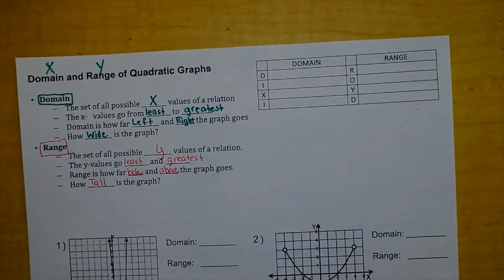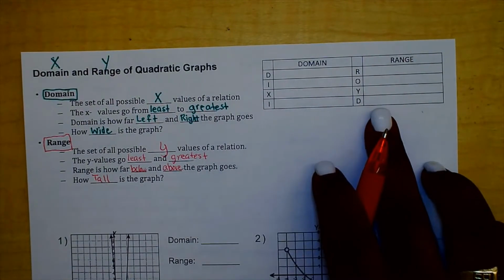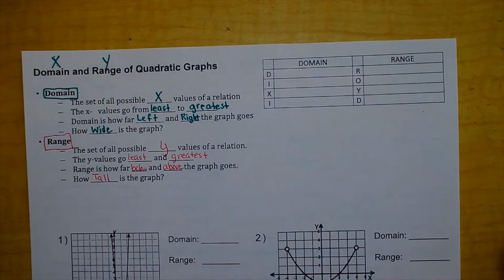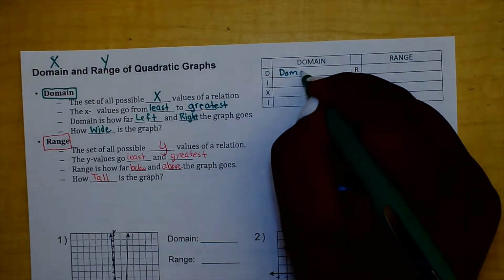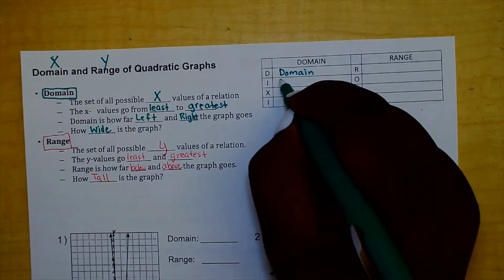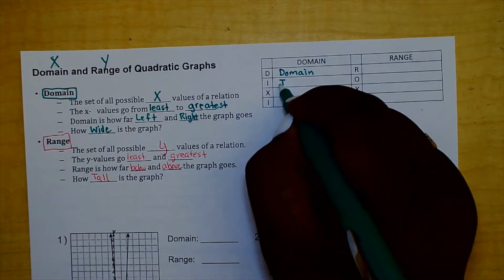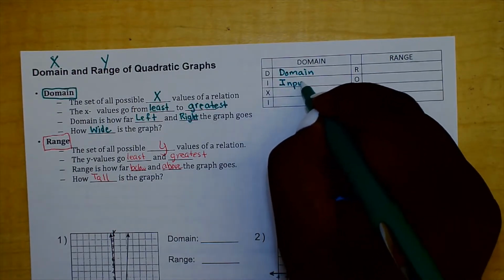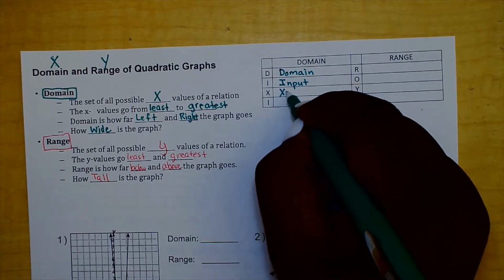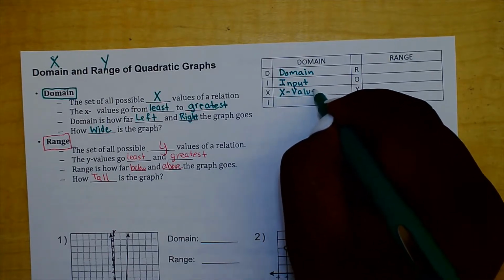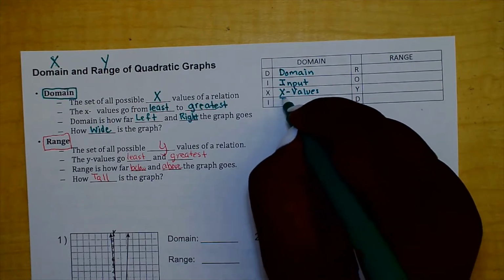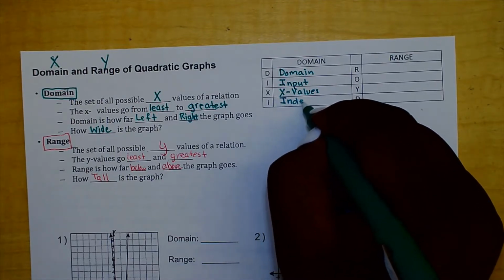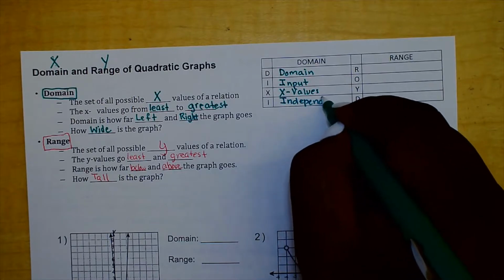So one of the things we use is called Dixie-Roy. Dixie-Roy helps us to remember domain and range. The D stands for domain. The I is input. The X is X values. The I here, Dixie, is independent. Those are keywords.